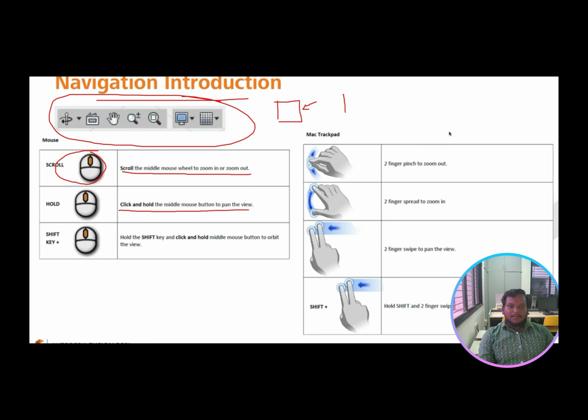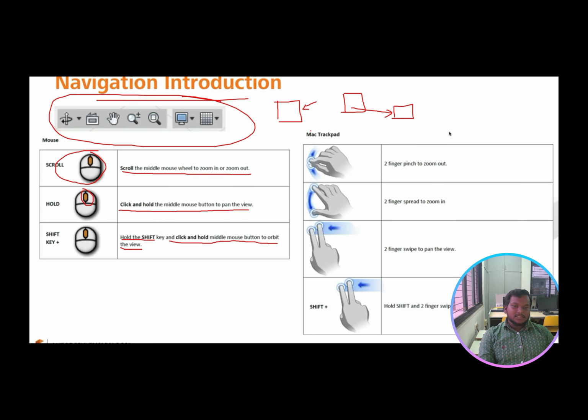For example, I have a view here. I want to change the view of the model from here to here. For that, we need to hold the middle mouse button and move from here to here. Next, hold the shift key, then click and hold the middle mouse button to rotate the view.